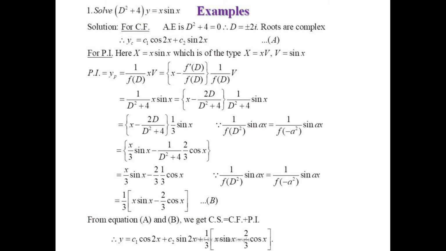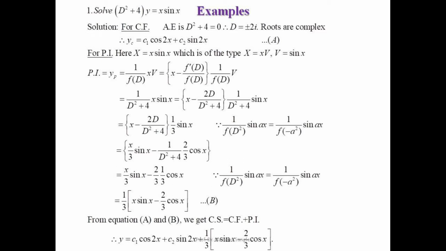So then again, if we take the term 1 upon 3 sin x to the inner side, then we get the term after simplification as x upon 3 sin x minus, so 1 upon D square plus 4 as it is. So 2D into 1 upon 3 sin x. D stands for derivative with respect to x, so the derivative of sin x is cos x. So we get the value of this term as 2 upon 3 into cos x.